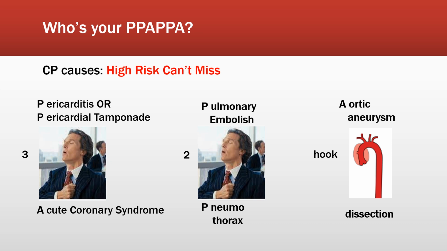The high-risk can't-miss causes of chest pain. There are 3 in your heart: pericarditis, pericardial tamponade, and acute coronary syndrome. There are 2 in your lungs: pulmonary embolism and pneumothorax. And then you think about the hook, the aortic aneurysm or aortic dissection. We think about that hook because most of those occur in the aortic arch. So when you hear somebody say, "I have chest pain," think about who's your papa.